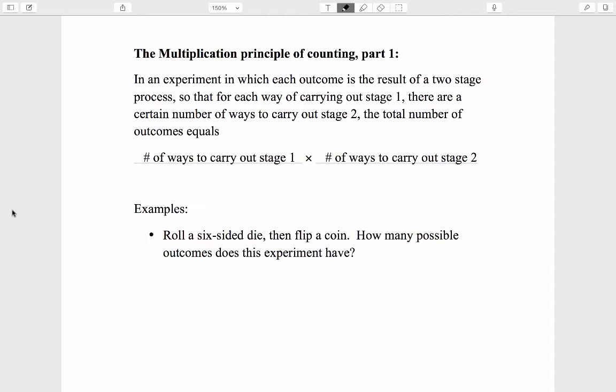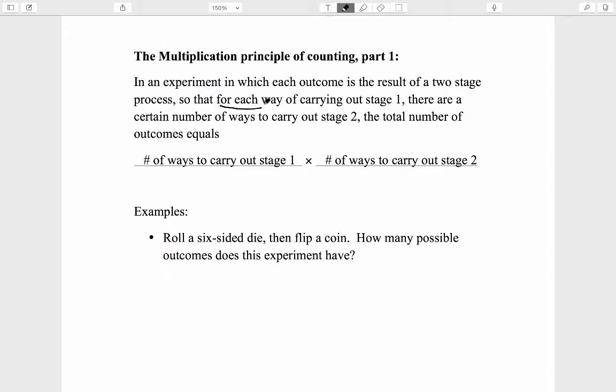I've split it up into a part 1 and a part 2 to help make it clearer. Here's part 1. In an experiment in which each outcome is the result of a two-stage process, so that for each way of carrying out stage 1, there are a certain number of ways to carry out stage 2, the total number of outcomes equals the number of ways to carry out stage 1 times the number of ways to carry out stage 2. Times rather than plus. To understand why we're multiplying rather than adding, let's look at some examples.